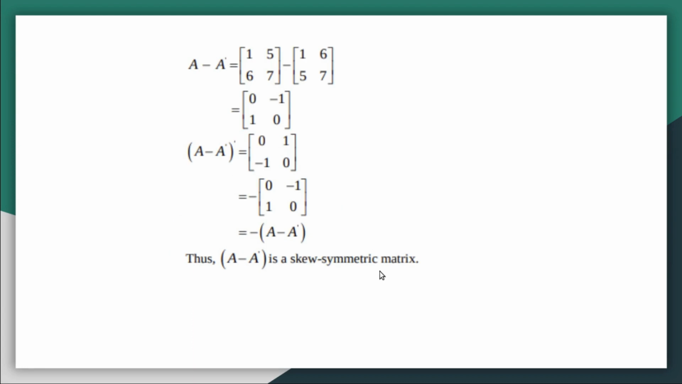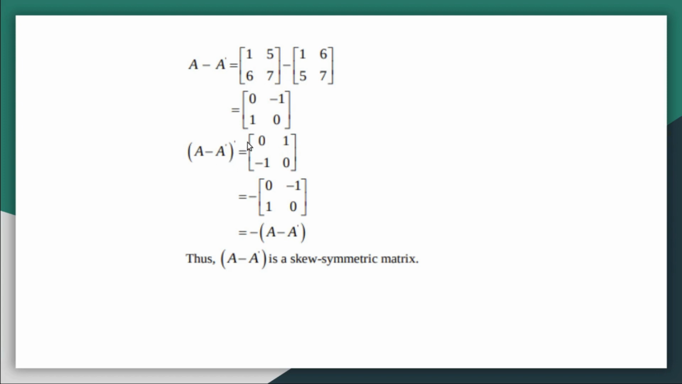Now second one, A minus A transpose. Write A minus A transpose: 1 minus 1 is 0, 5 minus 6 is minus 1, 6 minus 5 is 1, 7 minus 7 is 0. This is A minus A transpose.